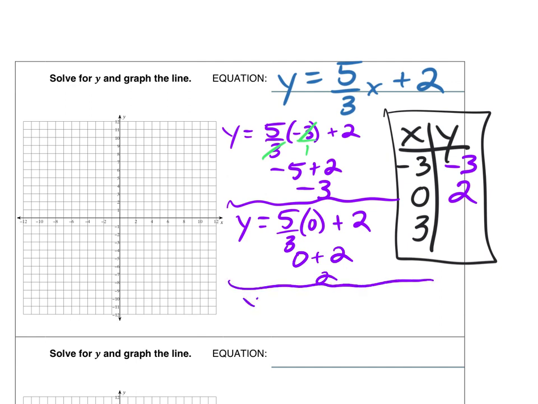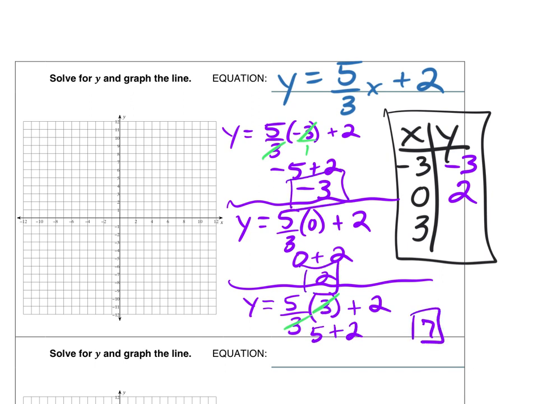And then last but not least of all, y equals 5/3. Take the x out, replace it with this x value that we have chosen, and that would be 3, plus 2. The 3's cancel out. There's no negative there, so I'm going to go ahead and bring down my 5, because that's what's left there. 5 plus 2, and that equals 7. So in this equation, when x equals 3, y equals 7.